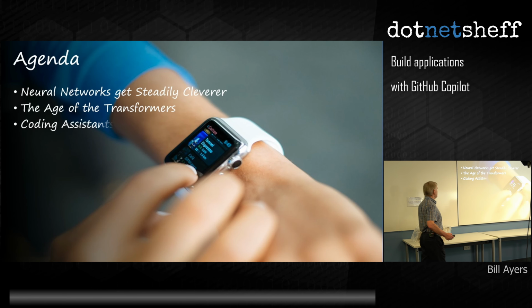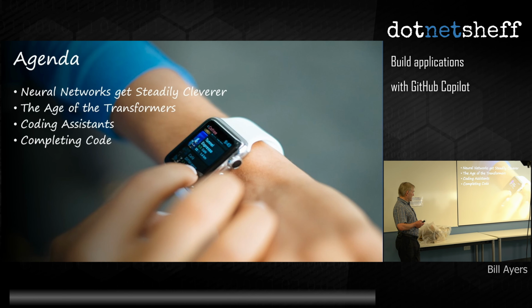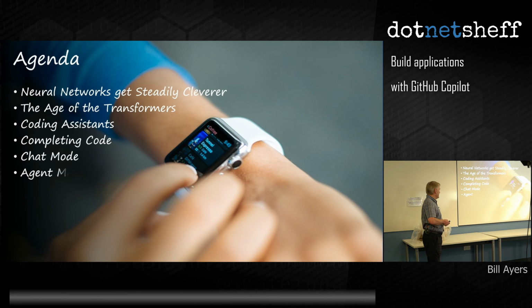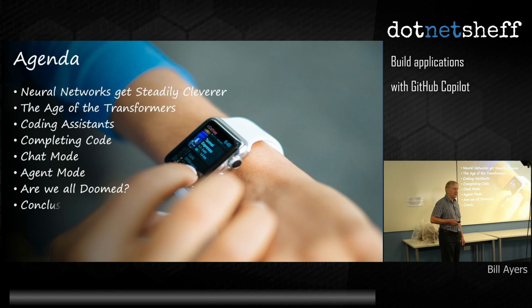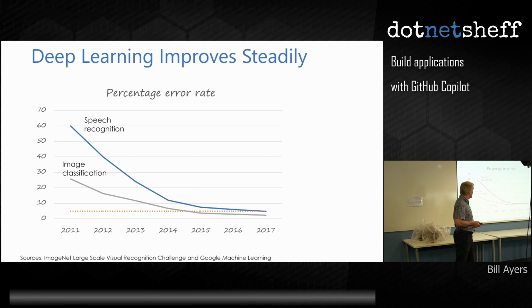So I'll talk a little bit about how neural networks have got us to this point where we can do this. We'll talk a bit about coding assistance, code completion, and then we'll look at chat mode and then agent mode, which is the main thing. And then we'll just quickly discuss whether we're all actually completely doomed as software developers.